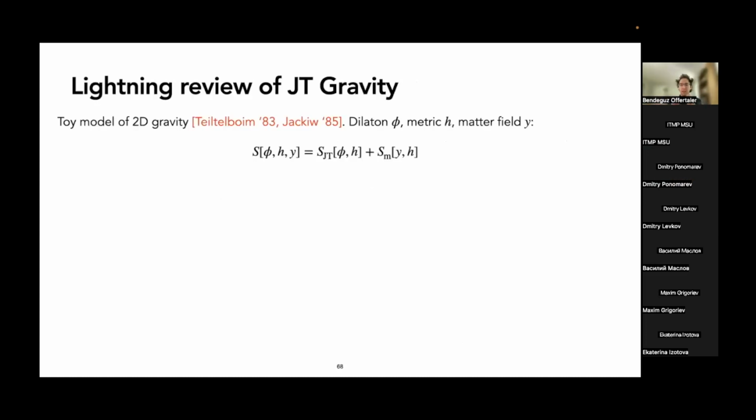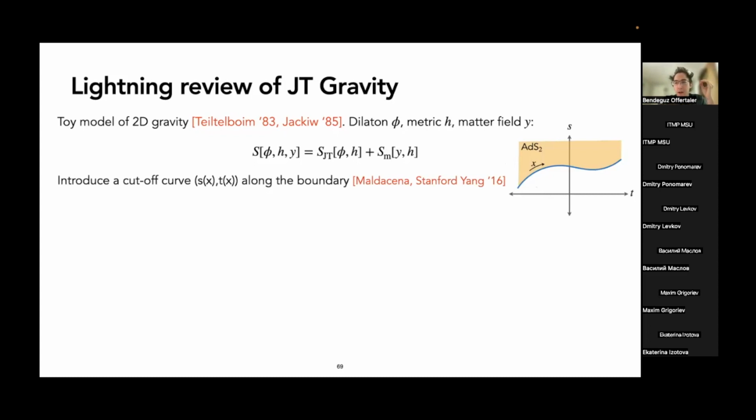So let me first give a very quick review of JT gravity to set the stage and also to identify some structures that we might want to see on the AdS2 string. JT gravity is a toy model of gravity in AdS2. It consists of some dilaton phi, a metric h, and some matter fields, which we will call chi. The theory is almost topological with no propagating gravitational degrees of freedom, except that the dilaton diverges at the boundary.